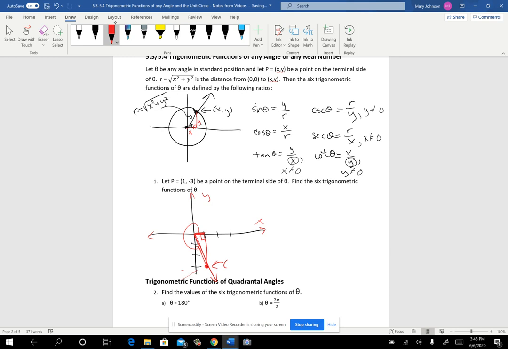Okay, think about that point. That point, that 1, -3, is a point on the circle, and then we could use the distance formula to get this length from the origin to that point. The distance formula is what gave us r equals square root of x squared plus y squared, making sure you do the square root of all of that. So see how that turns out to be square root of 10?